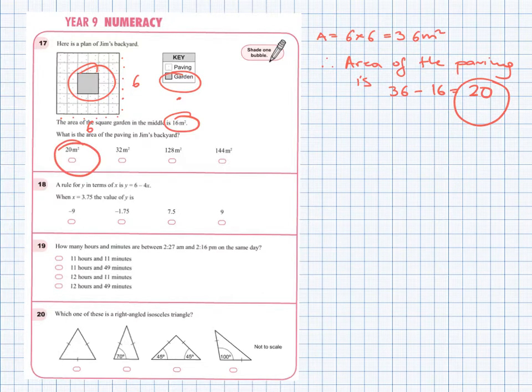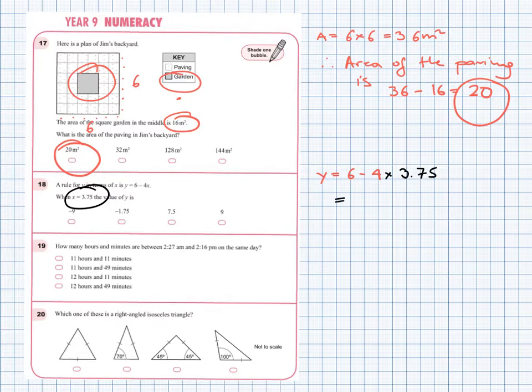So next one, a rule for y in terms of x is given by this: y equals 6 take away 4x. When x is equal to 3.75, the value of y is equal to. Pretty much what we have to do is, every time we see x, it is going to be replaced with the value given. So please note the 4, and when it's x next to it here, it means 4 times x.